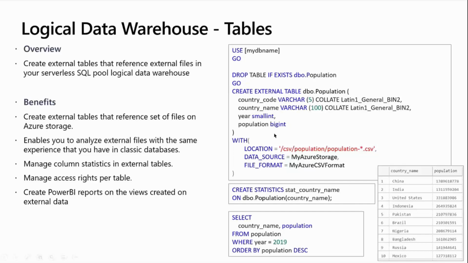Now what's interesting about this is I can create statistics on this table just like I could in SQL Server. Parquet is going to automatically have some statistics defined, but this will help me with my query plan. And so if I create the statistic on the country name, then when I have a query that does grouping on this, it's going to generate a better query plan. It'll potentially improve the performance. And then I can put Power BI directly on top of these tables.